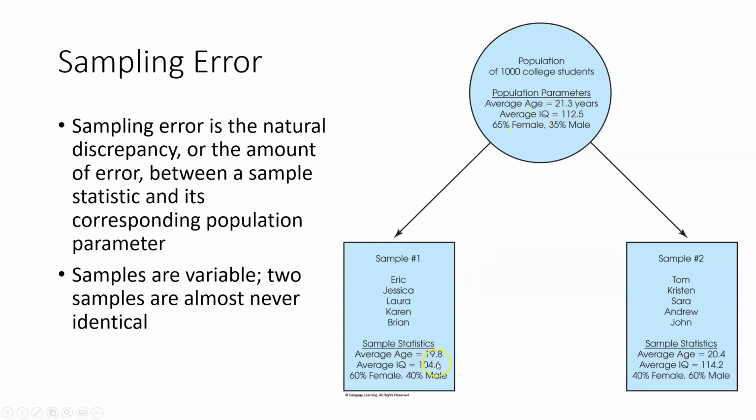Similarly, IQ will be different, and the percentage of female and male will be different from the population in every sample you take. That difference is sampling error. Remember, the principle here is that samples are variable. Two samples are almost never identical.